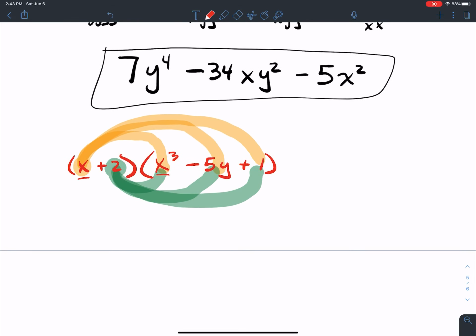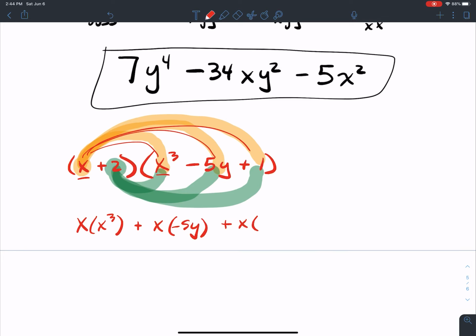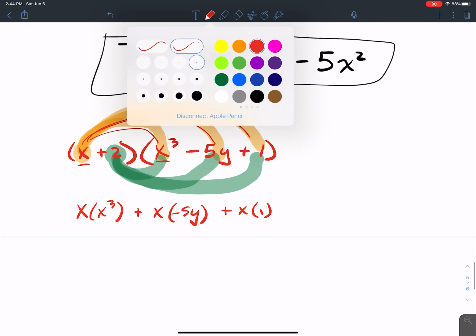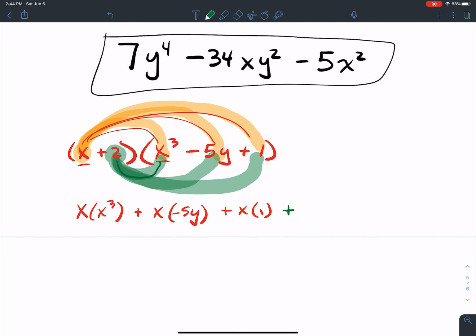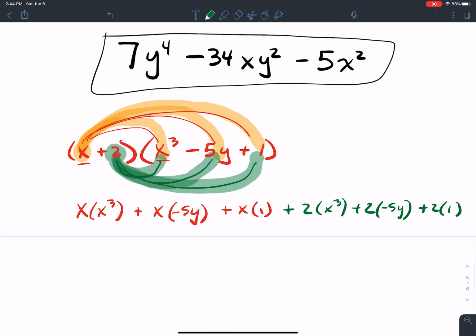So x times x cubed, that's x times x cubed, and then plus x times negative 5y, that's the second one there. And then the last one is x times a 1, okay? And then when I multiply down here, that's 2 times x cubed, and then 2 times negative 5y, and then 2 times 1, okay? And when I multiply that out, I get x to the 4th, and then that's actually minus 5xy plus x plus 2x cubed minus 10y plus 2.